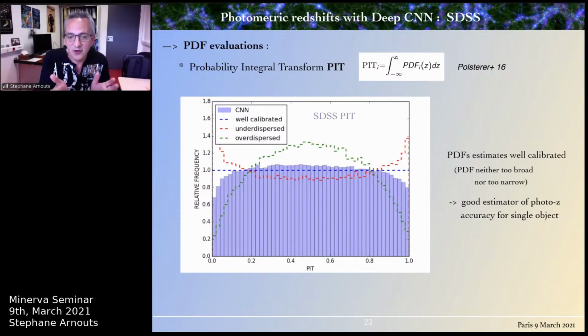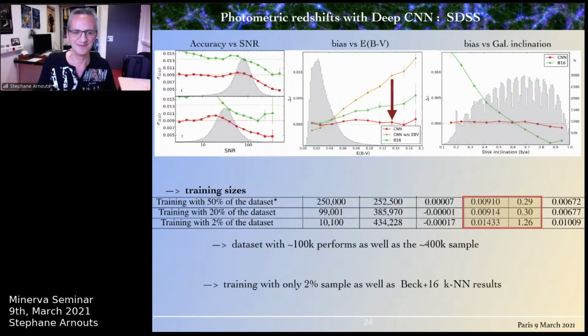And on the opposite, if your PDF is too narrow, you will have many values of the PIT that are at 0 or 1. So that means that your PDFs are intrinsically too narrow. In our case, which is the blue shaded histogram, we have a reasonably flat PIT distribution, which is a good sign that the PDFs are properly balanced.